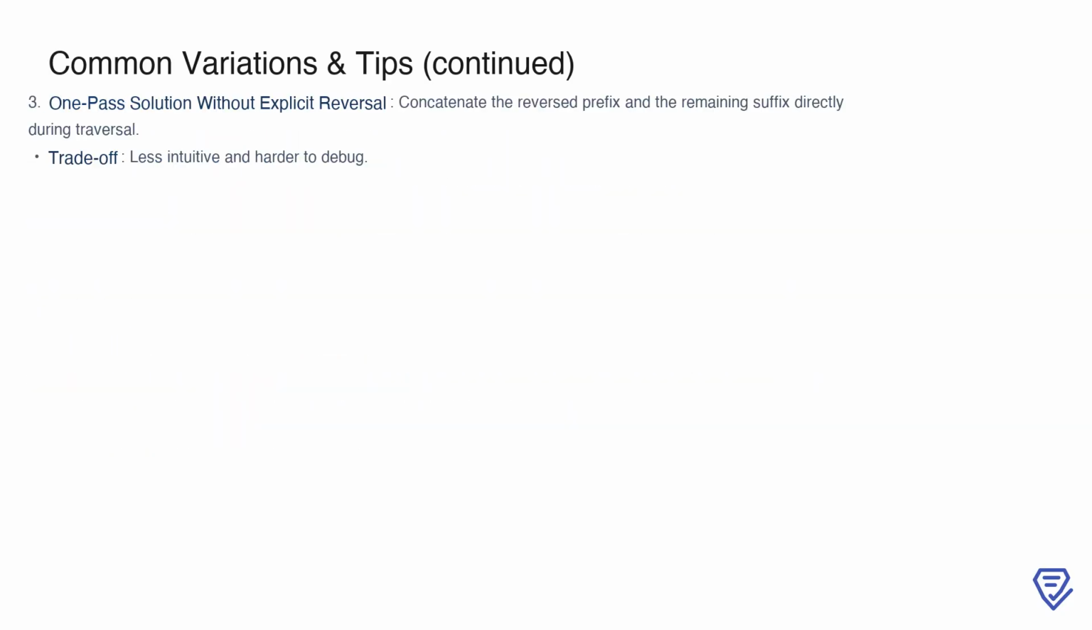An even more streamlined approach is to create a one-pass solution that avoids explicit reversal altogether. Instead of first reversing the prefix and then concatenating it with the suffix, you could directly build the result by traversing the string once and appending the reversed prefix and remaining suffix dynamically. While this method can optimize for operations, it's less intuitive and might be harder to debug, especially under time constraints. The trade-off here is between simplicity and operational efficiency, so consider the context in which you're solving the problem, whether it's for an interview or a production scenario, when choosing your approach.